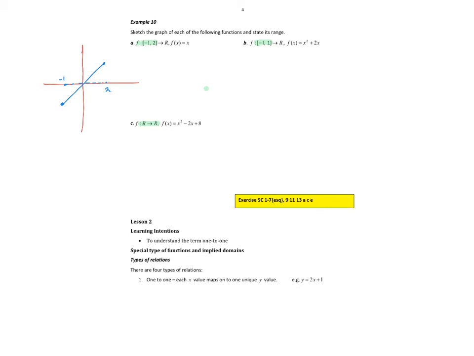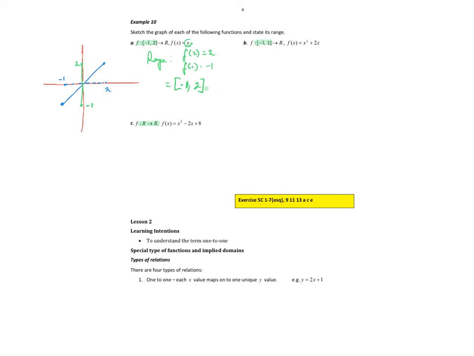Now the range is going to be, well, the highest value to the lowest value. So what are these values here? F of 2 is equal to 2 if I substitute into x. F of -1 is equal to -1 if I substitute into x. So that point there is the point -1. That point there is the point 2. So my range is equal to from -1 to 2. All right. Let's move on.